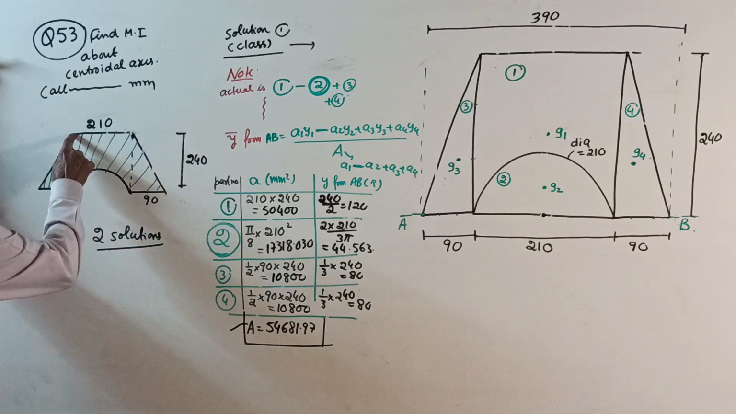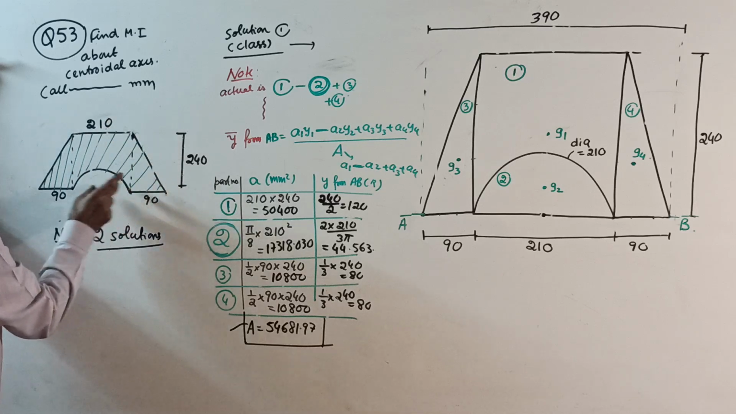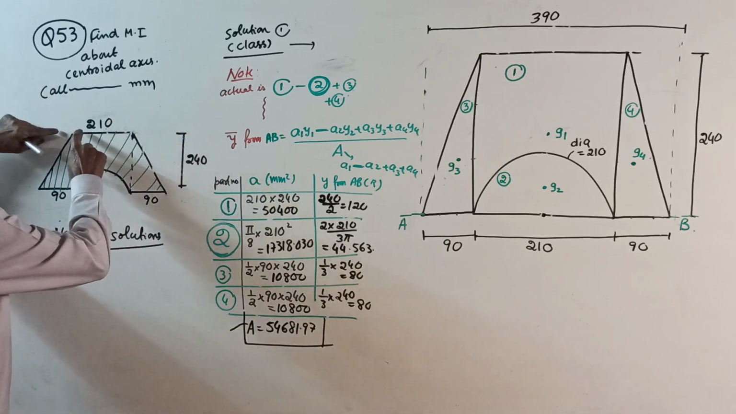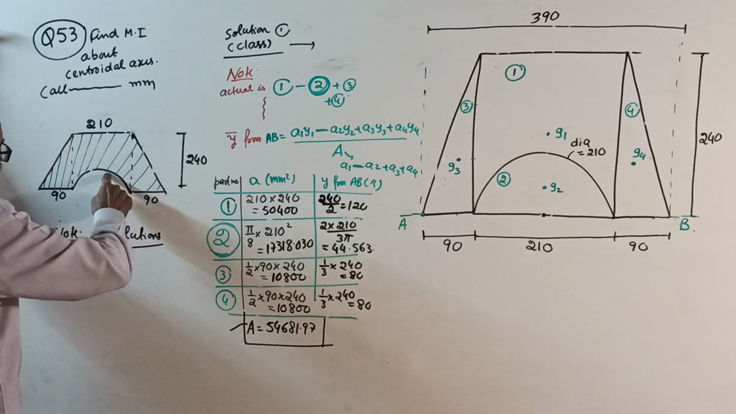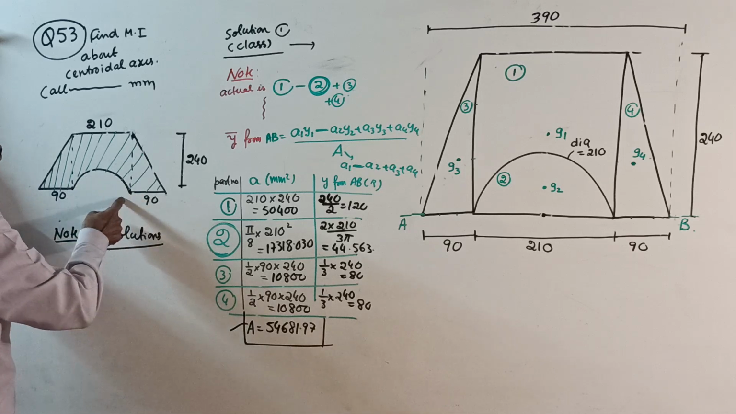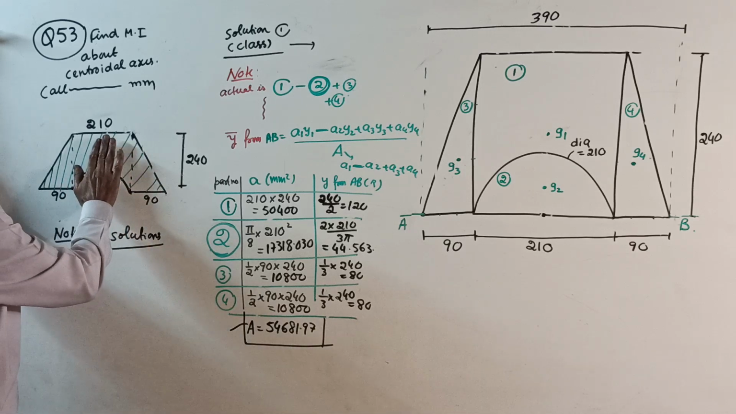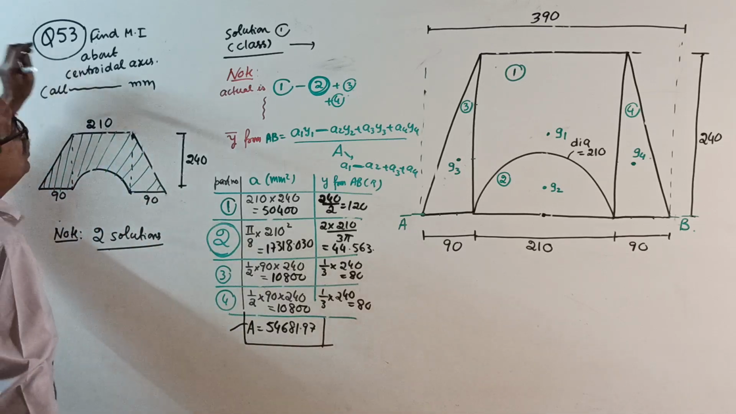See here: 210, 90, 90, 240. This is 210, 90 and 90. And then there is a semicircle here. That is actually the existing area here. So, solution.